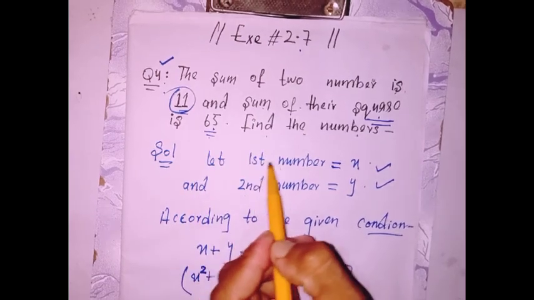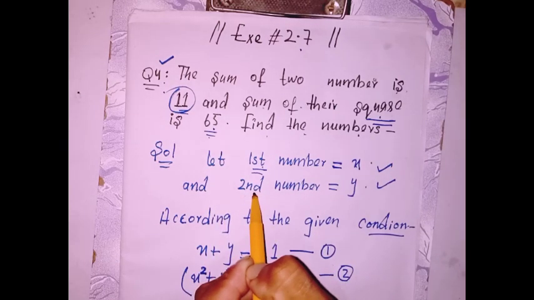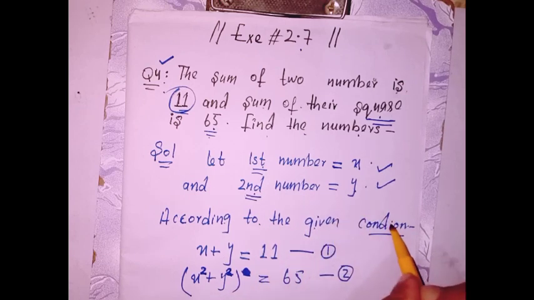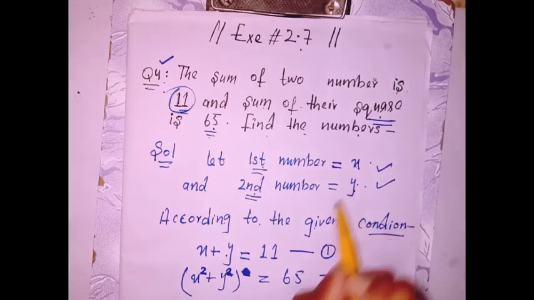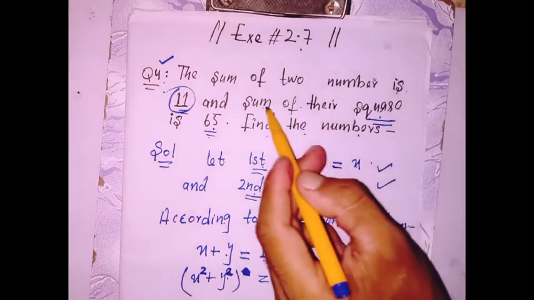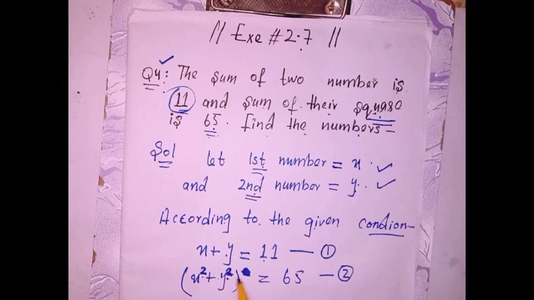So the solution: let the first number be x and the second number be y. According to the given conditions in the question, we can write the sum of the two numbers, x plus y, is equal to 11, and the sum of their squares, x square plus y square, is equal to 65. Here we have two equations.